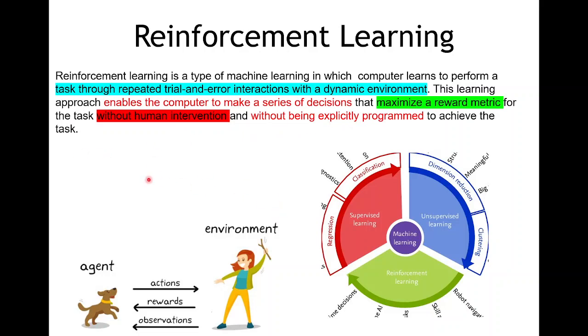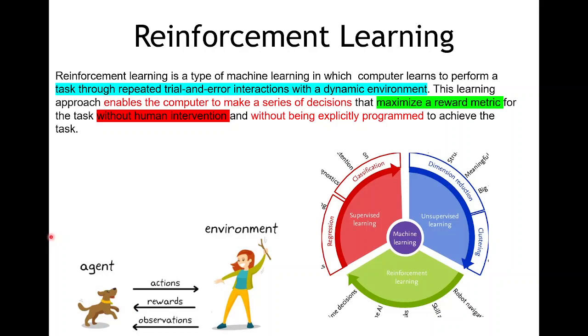So as we can see, in this particular case, this dog may take a series of decisions, and based on the decisions, it takes different actions. However, it checks its actions based on the rewards given by the environment, which in this case is the person. And then the dog learns which action gives it more reward, and it repeats those actions.